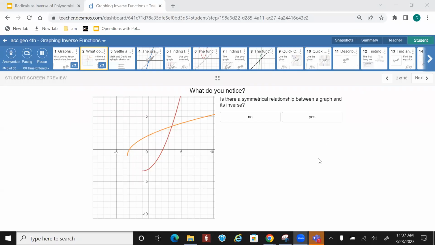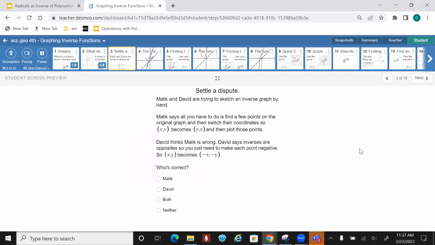Is there a symmetrical relationship between a graph and its inverse? Yes. Okay. Slide number 3. Malik says that all you have to do is find a few points on the original graph, then switch their coordinates, x, y becomes y, x, and then plot those points. David thinks Malik is wrong. David says inverses are opposites, so you just need to make each point negative. So x, y becomes negative x, negative y. David is wrong. So Malik is correct.